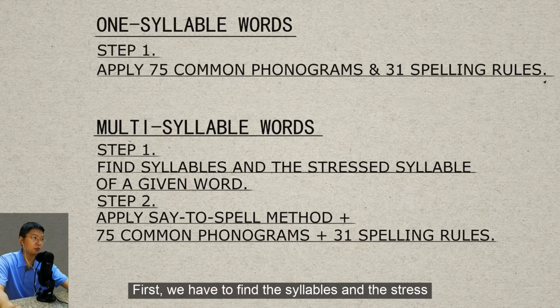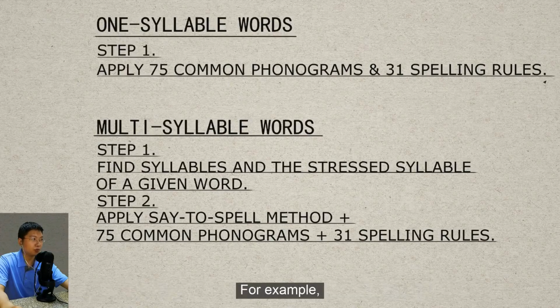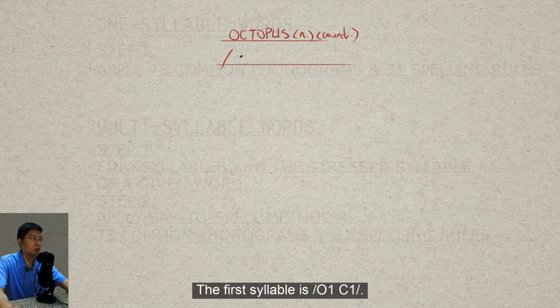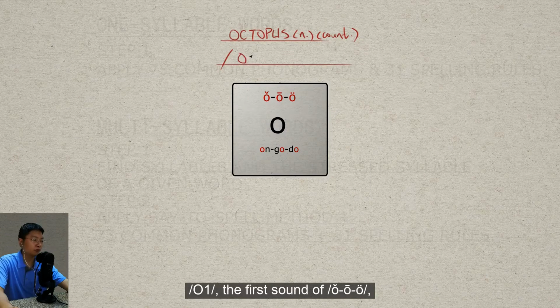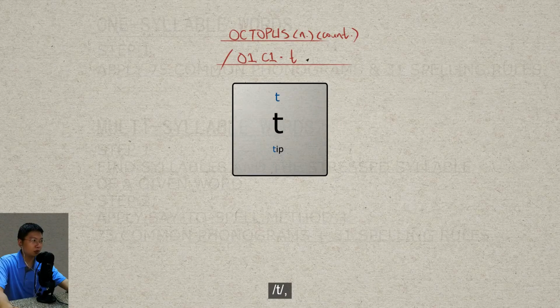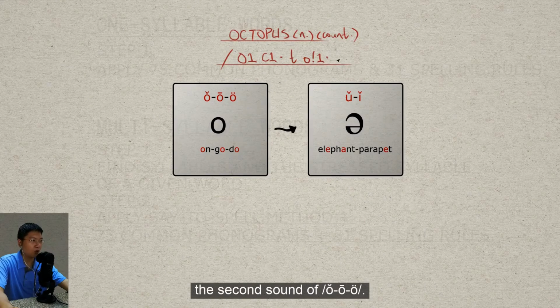First, we have to find the syllables and the stress by listening to the auditory file of the given word and apply the say-to-spell method, phonograms, and spelling rules. For example, octopus. The word has 3 syllables and the stress is on the first one. The first syllable is oc: O, the first sound of A-O-U, C, the first sound of C. The second syllable is to: T, the first schwa sound reduced from O, the second sound of A-O-U.